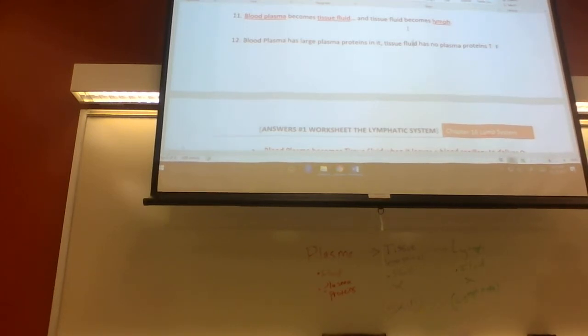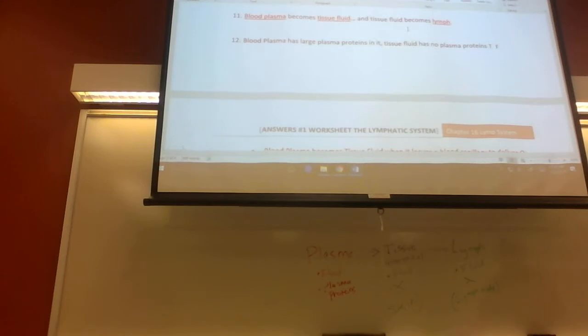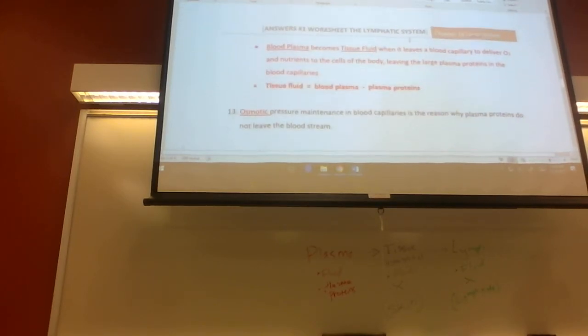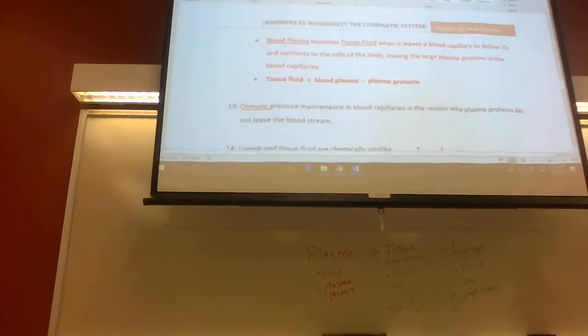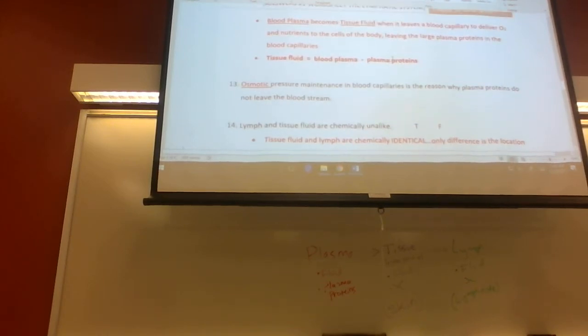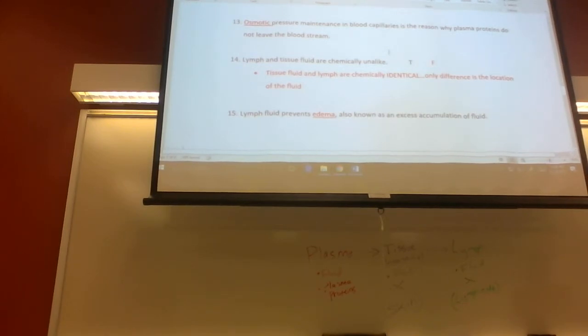Number 12 ties into this. Blood plasma has large plasma proteins in it. Tissue fluid has no plasma proteins. We don't want plasma proteins leaving, they just stay in there. So this is kind of going through it again. Blood plasma becomes tissue fluid when it leaves the blood capillary to deliver oxygen, leaving large plasma proteins in the blood capillary. We just went over that.